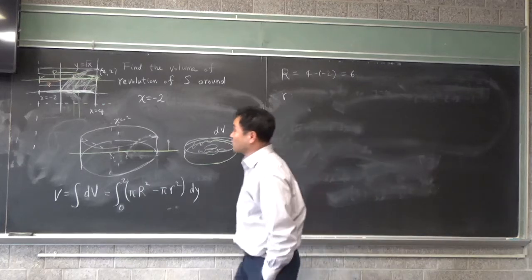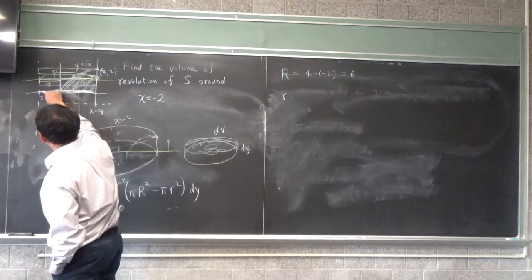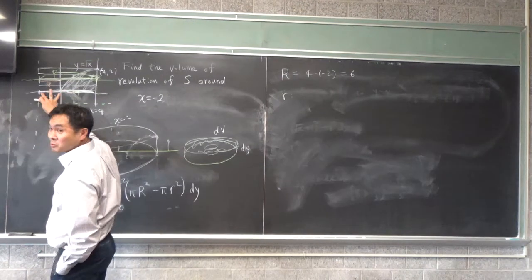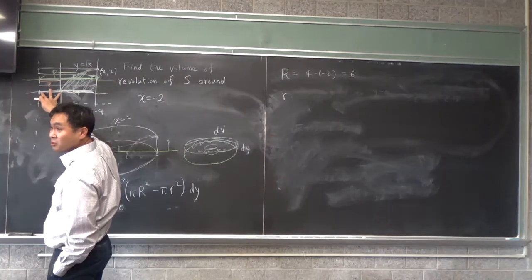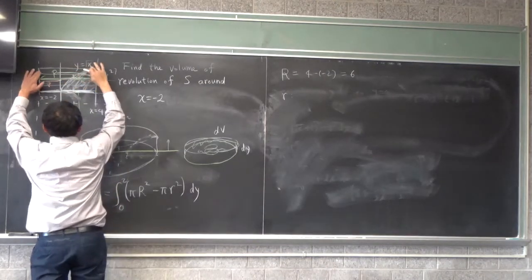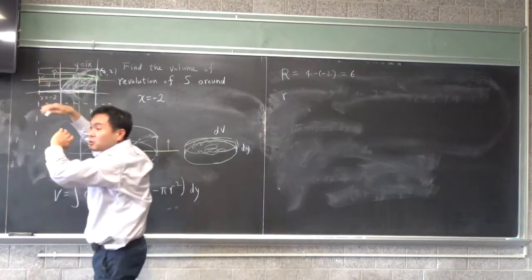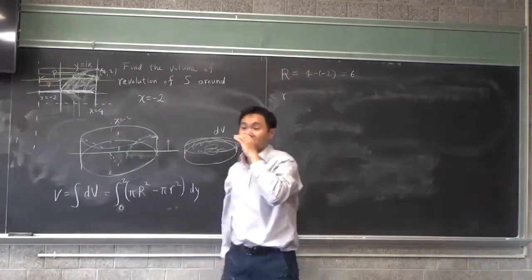It's a constant function. On the other hand, small r starts here, where the distance is 2, right? Negative 2 and 0, it's 2. But then it becomes larger and larger, and when it reaches the top, it becomes 6. So it goes from 2 to 6.